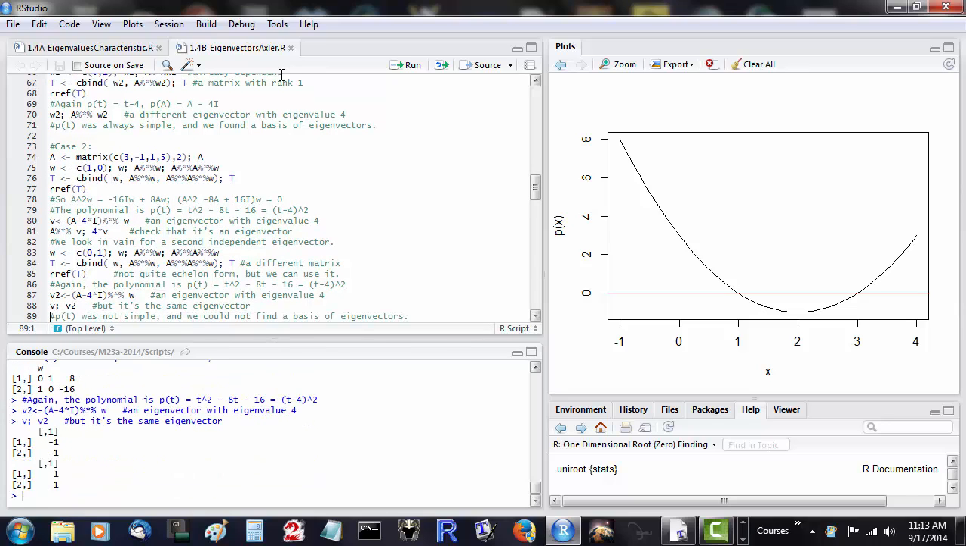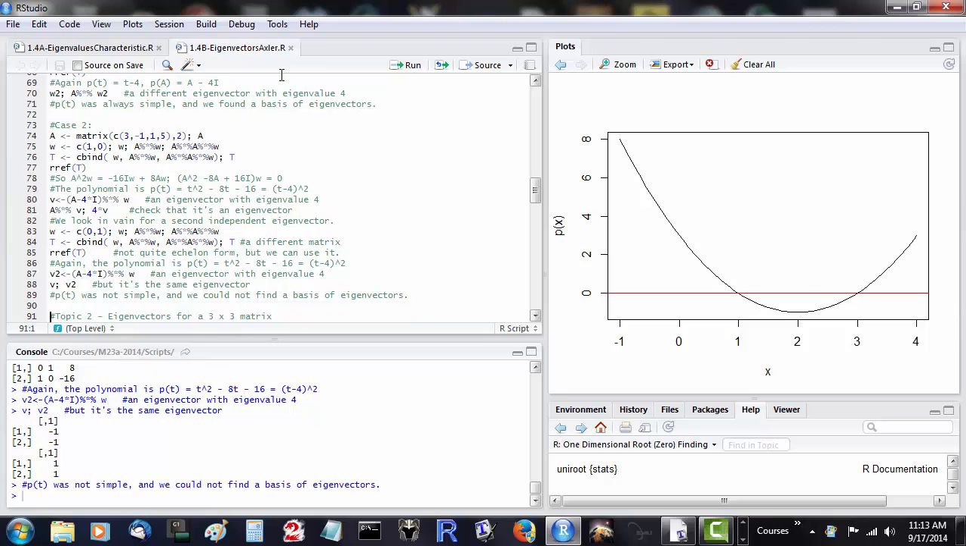To summarize what happened in this case, the polynomial P of t was not simple. It had a repeated factor, and we could not find a basis of eigenvectors. And this is going to turn out to be the general rule, which will be one of your proofs. We can find a basis of eigenvectors if and only if, when we use this process for each of the standard basis vectors in turn, we always get a simple polynomial P of t.